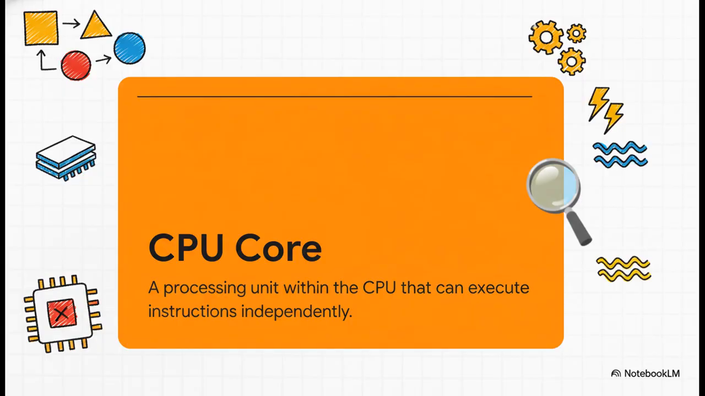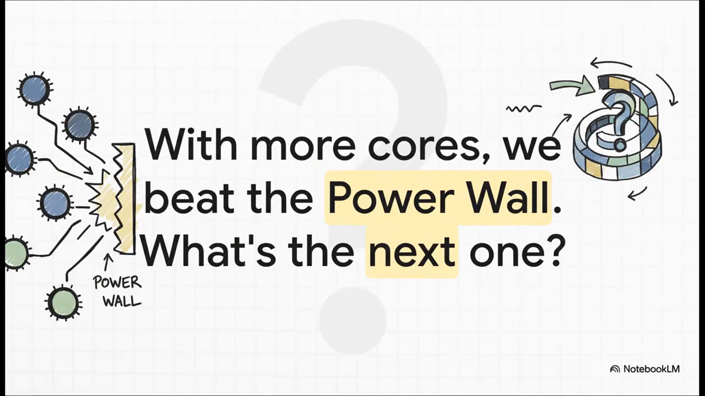A core is basically its own independent processing unit, its own brain, built right into the main CPU. So a quad-core chip has 4 of these brains, an octa-core has 8. This is exactly how your computer can seamlessly run your web browser, a music player, and a word processor all at once. Each core can tackle a different job in parallel. So we got around the power wall by building wider instead of just faster.